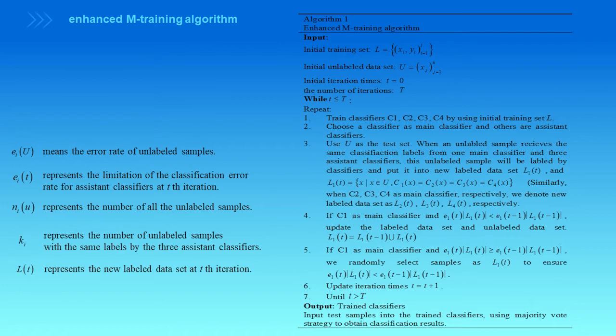Otherwise, random forest has advantages in dealing with large-scale datasets. When the scale of the dataset enlarges, the performance of random forest does not appear overfitting. Moreover, when the size of the dataset is small, random forest also has a strong generalization ability. The process of enhanced M-training is listed in detail.